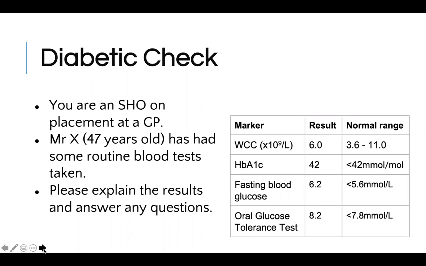No. HbA1c is 42. So Francesca's saying fine. Michelle saying pre-diabetes. Fasting blood glucose, so normal range is 5.6, and in this patient 6.2. G saying pre-diabetes, and the oral glucose tolerance test. So I hope everyone knows what we mean by oral glucose tolerance test. You ask the patient to fast, they drink a sugary drink, and then you repeat the blood sugar in 30 minutes, 60 minutes, 90 minutes, and see their response.